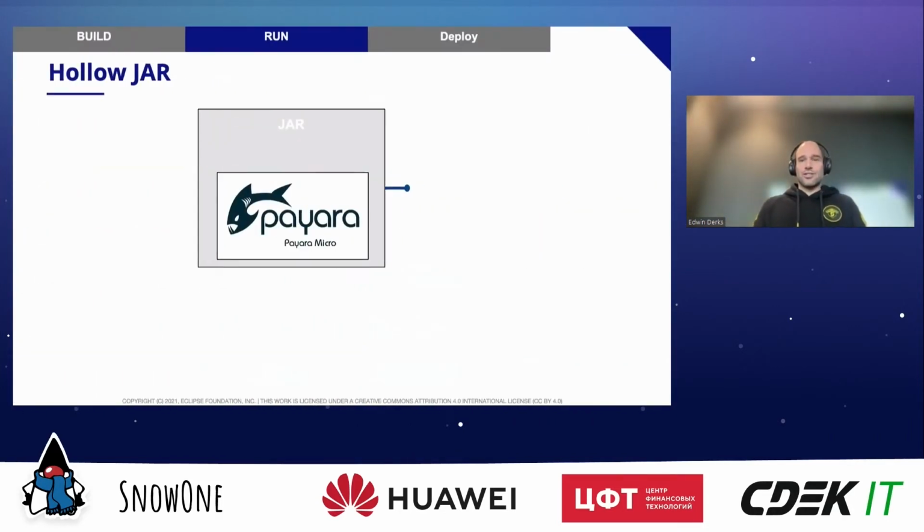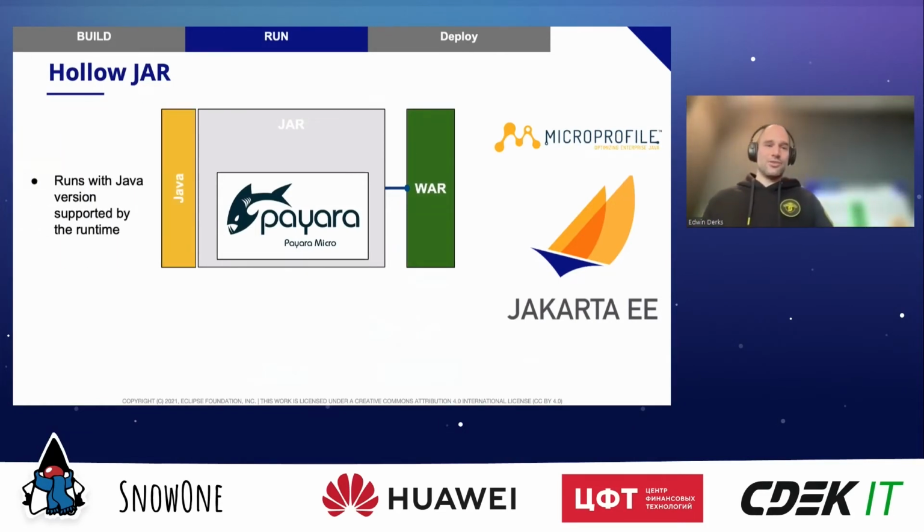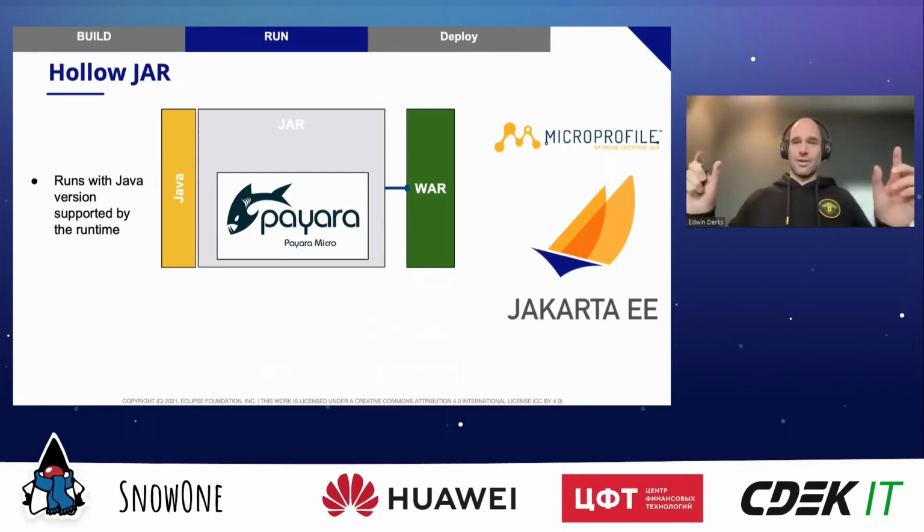So next to the application server, we have the hollow jar concept, also from Payara, and that's called Payara Micro. This application server can still run your MicroProfile and Jakarta EE based application, but it's still disconnected from each other. You need to tell Java itself to run the jar that contains Payara Micro, and then provide as a parameter the web application that you want to run as a single command line.